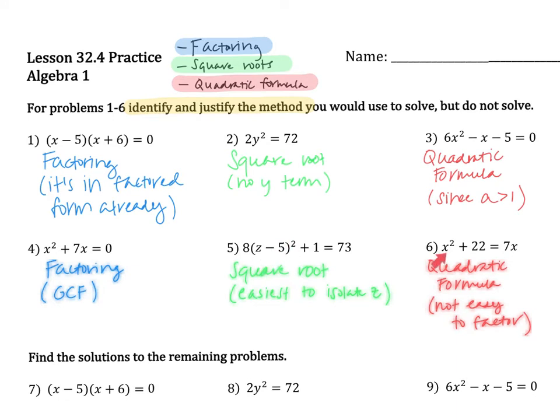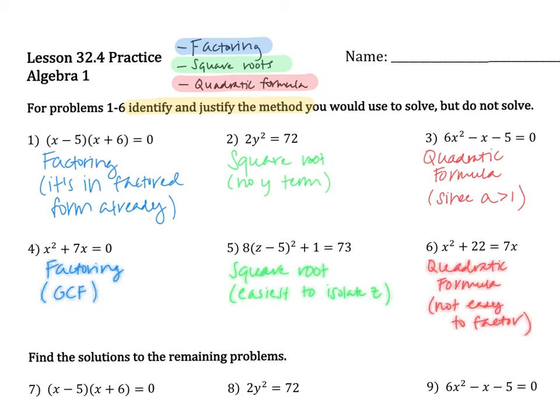For number 6, I would say the quadratic formula after we move over the 7x after we subtract it. It's really hard for us to factor this. Figuring out what multiplies to 22 but adds to 7, there's really no way that we can do that in factored form. So the quadratic formula is really easy when we have some of those tougher problems.